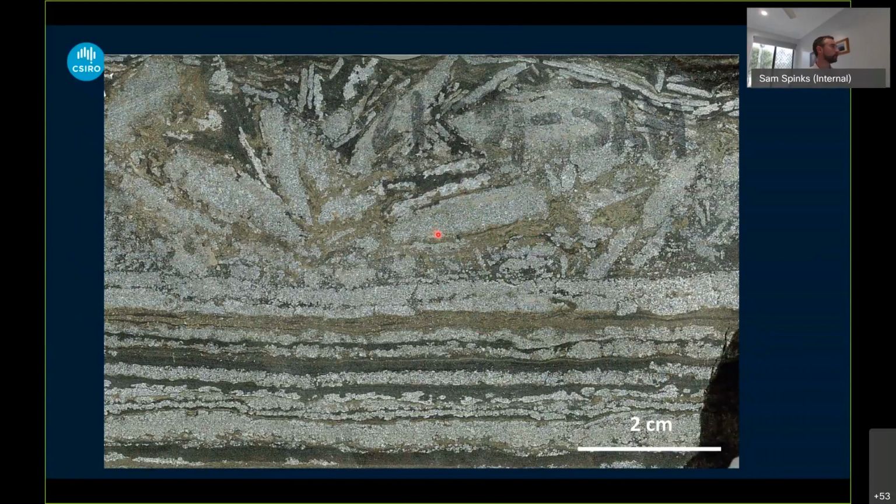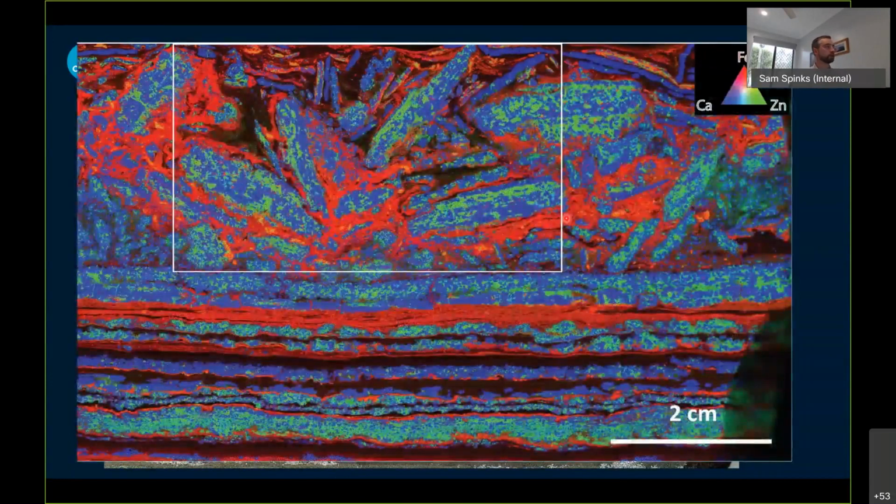If we then look at an RGB map of that, looking at iron in red, which in this case is pyrite, zinc in green, and calcium in blue, what we see very clearly is that the zinc and the sphalerite is almost exclusively spatially associated with being within the margins of dissolution textures within the carbonate.